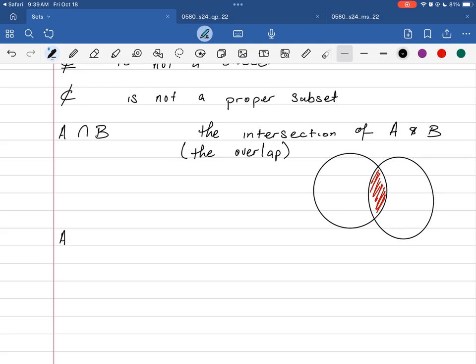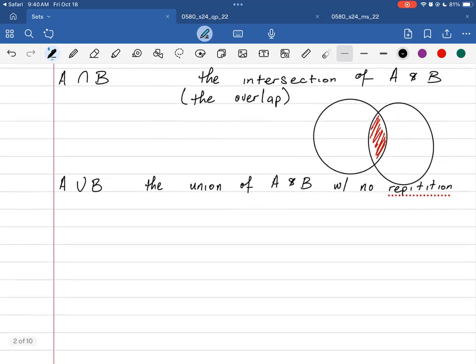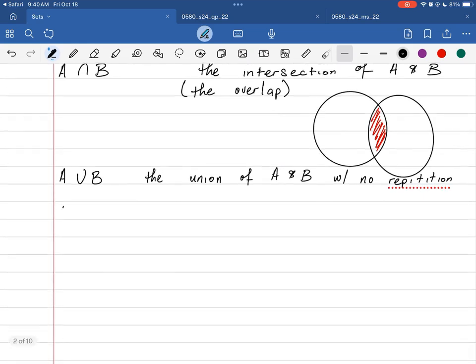This smiley face, as I like to call it, B, is the union of A and B with no repetition. I think sometimes people forget that they're not supposed to repeat. So let's take our example from before.